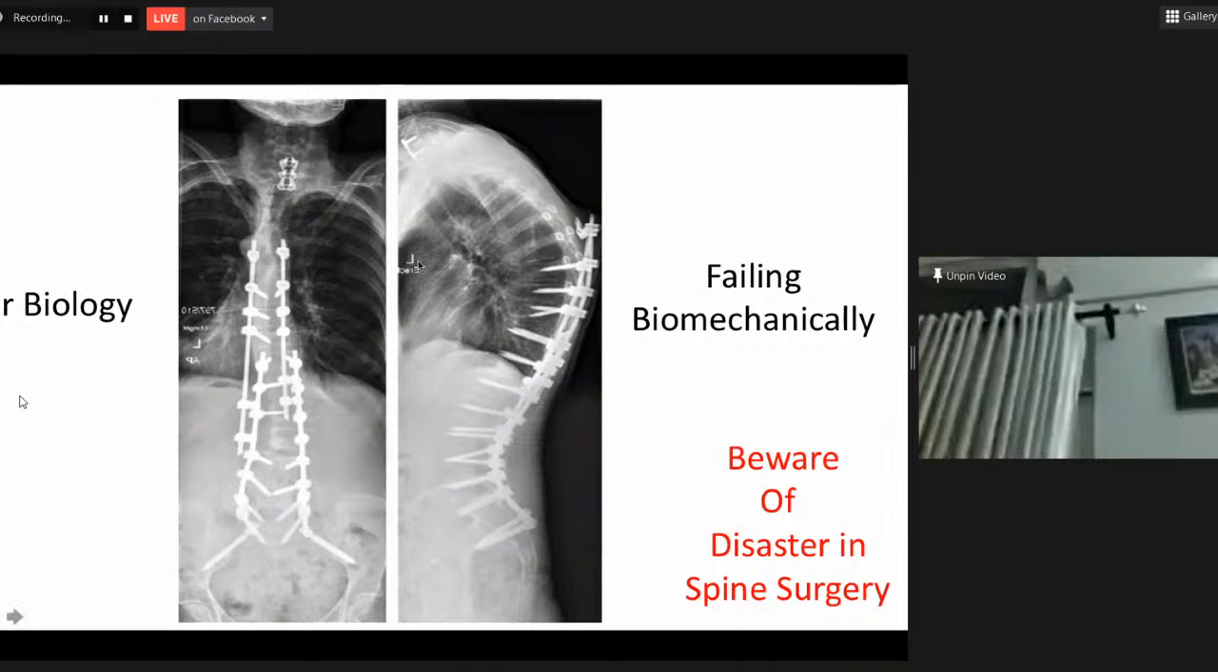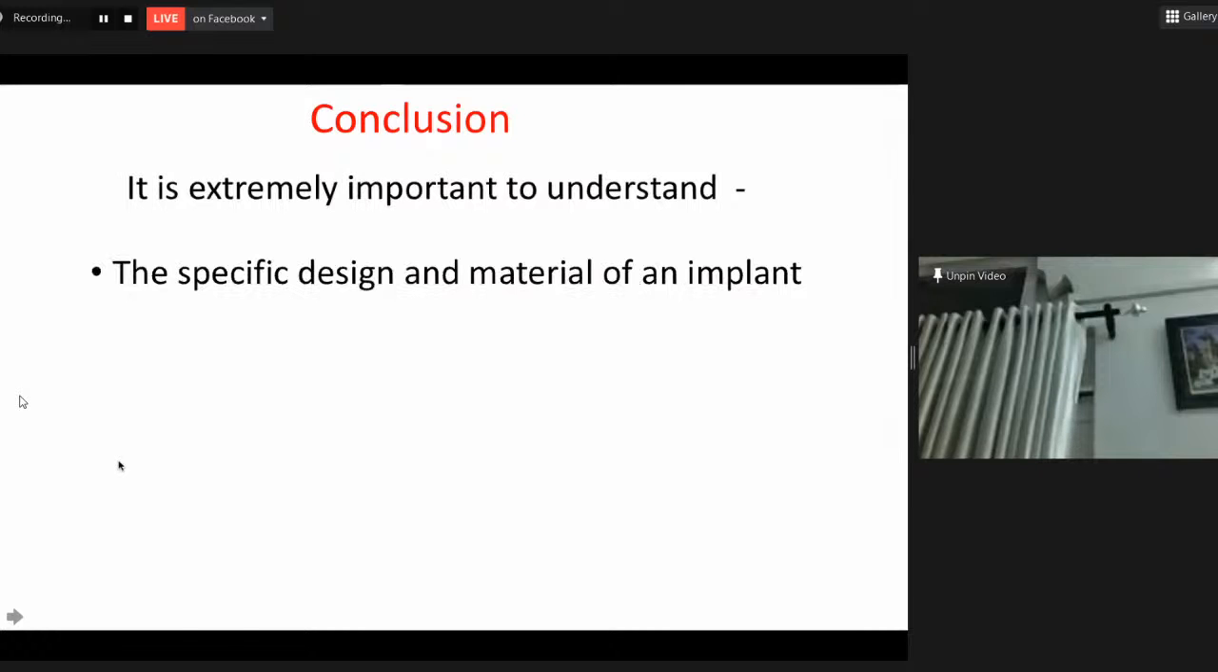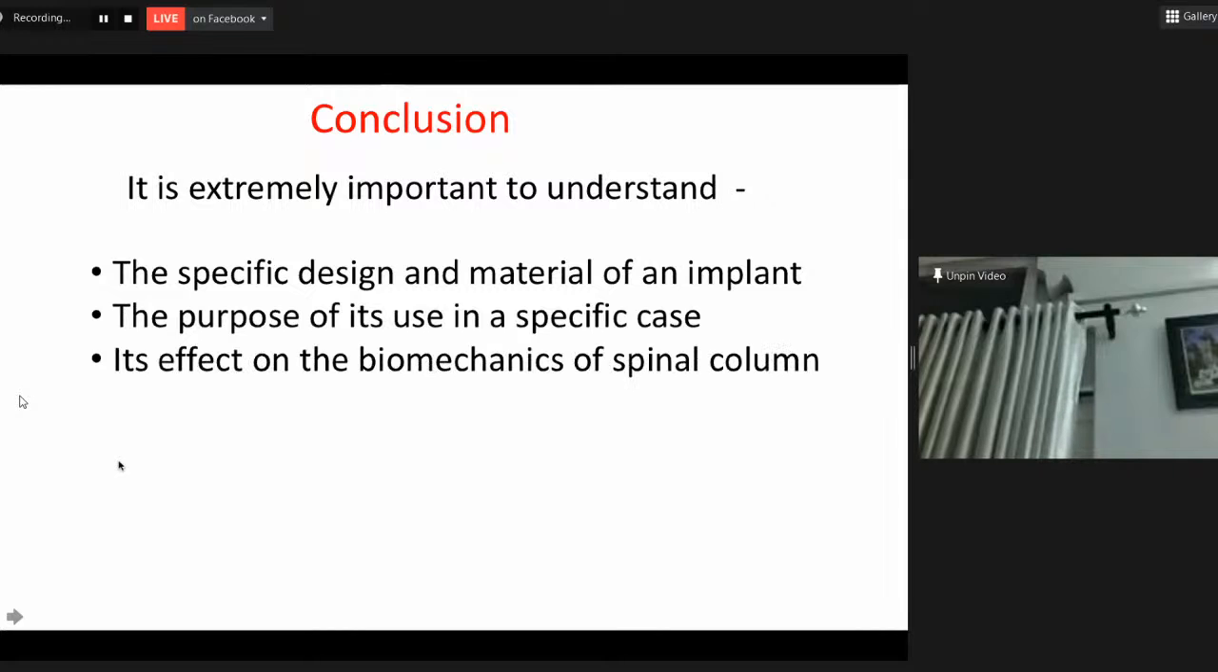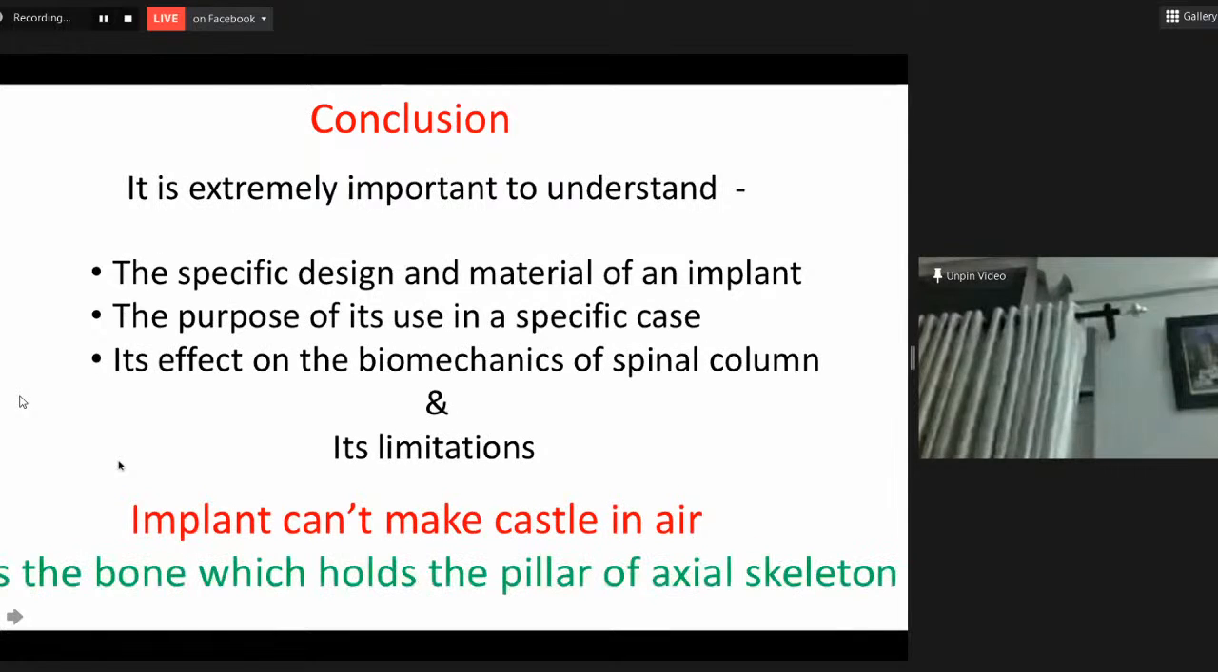So you must know what is the status of the bone in this lady, what is the biomechanical alignment, what type of implant is required in this case. So each thing is extremely important. So I'll conclude that it is extremely important to understand the specific design and material of an implant, the purpose of its use in a specific case, its effect on the biomechanics of the spinal column, and its limitation. That is extremely important. Remember, an implant cannot make a castle in the air. It is the bone which holds the pillar of the axial skeleton.